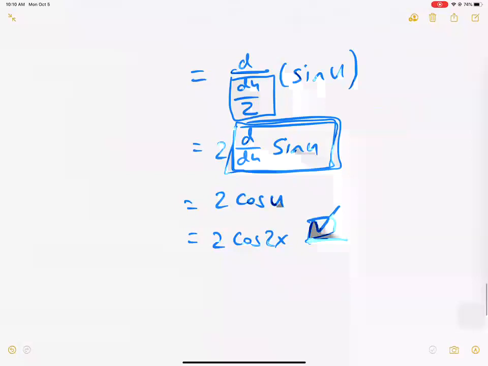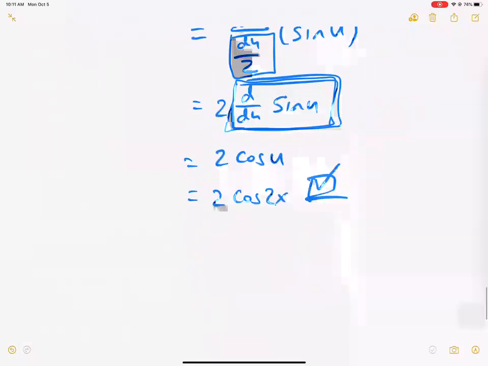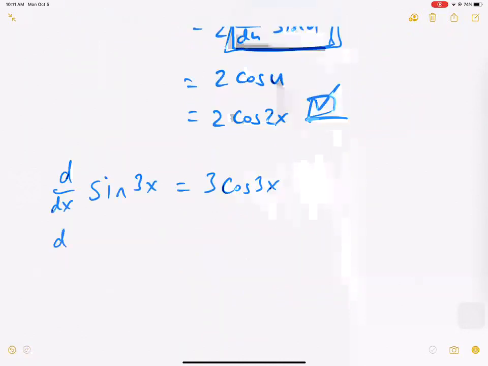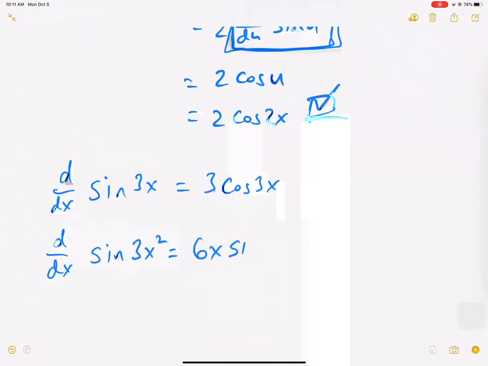Now, I want to show you something kind of cool. If I did this sine problem, and I said 3x, it would be 3 cosine of 3x. Oh, sorry, I keep doing it wrong. Sorry. The derivative of sine 3x is 3 cosine 3x. If I took a derivative of sine of 3x squared, it would be 6x cosine of 3x squared.